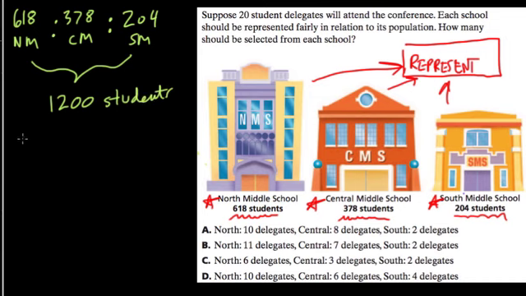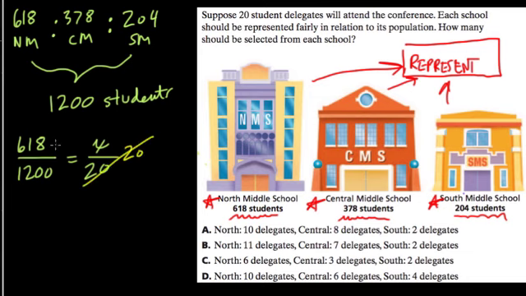And what this means is that at North Middle, which has 618 out of 1200, we can now ask, well, what would this be equal to, x, if we allowed, right, 20 people, 20 delegates to attend. This is the population of North Middle School compared to the total population, just as this is the total number of delegates compared to the total number of delegates available. I feel like the best option is to multiply here both sides by 20.